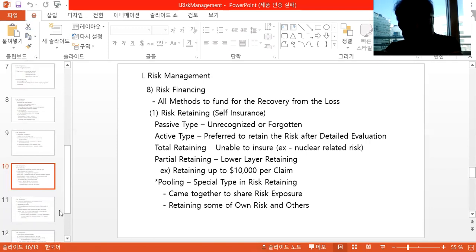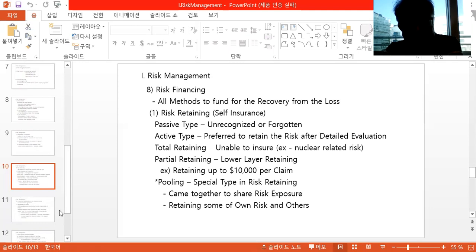There's something called total retaining. This happens when you are unable to insure. The example was a nuclear-related risk. And then there's partial retaining, which is the most typical way of retaining risk. You retain the lower layer, and for the higher layer you buy insurance. So you save expenses because you're not paying the premium for those lower layers. An example is retaining up to $10,000 per claim.